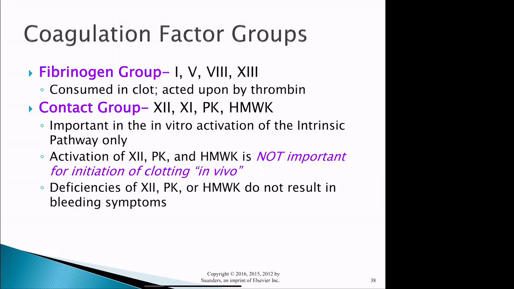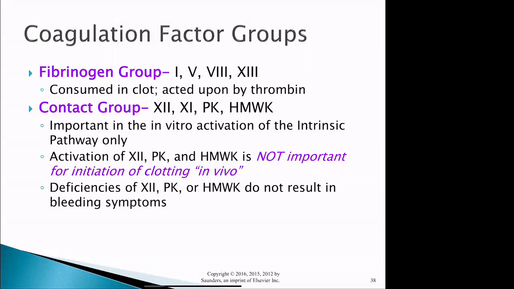Activation of factor 12, prekallikrein, and high molecular weight kininogen is actually not important for the initiation of clotting in vivo. So basically, in vivo, in vitro, we have two different things going on here: what actually is happening in the body as opposed to what is happening in a test tube. For us to figure out deficiencies in factors, you have to mimic what's happening in the body in a test tube. That's how testing works.